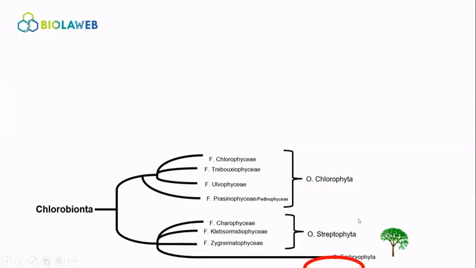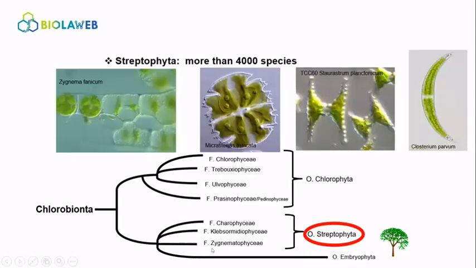We can jump to the other group of Streptophyta. I gave here a few pictures of this group, Zygnematophyceae. Also very strange shapes. Some are filamentous, others unicells. A very big number of species.